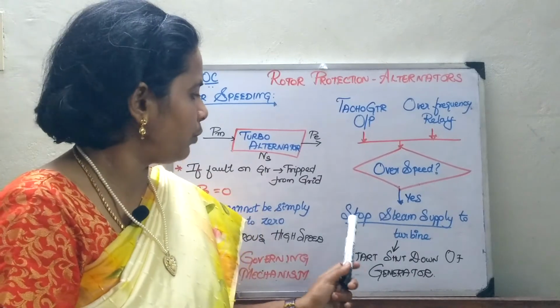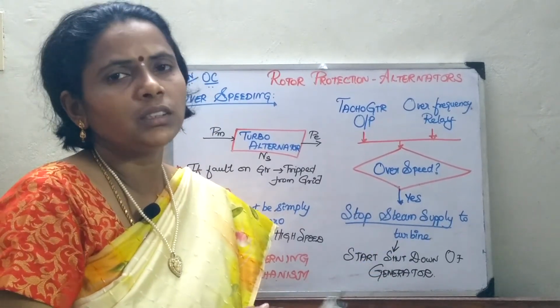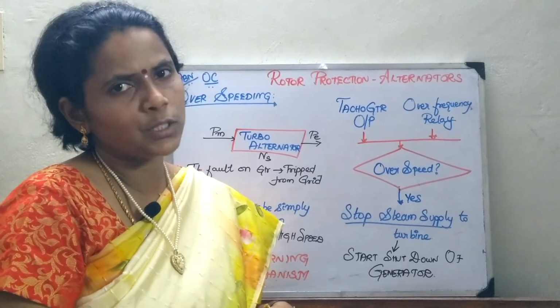In that case, you have to stop the steam supply to the turbine so that you can shut down the generator which is under overspeeding.